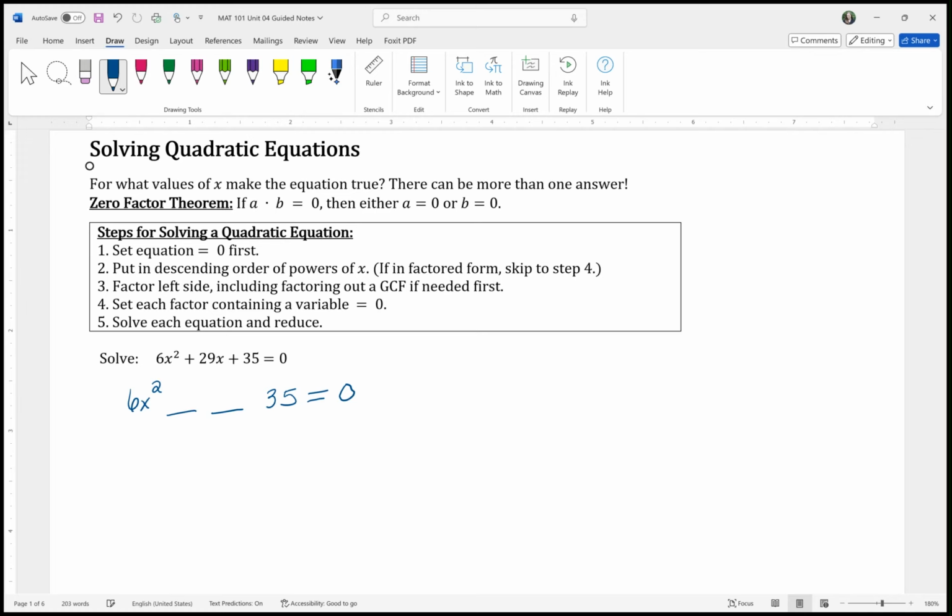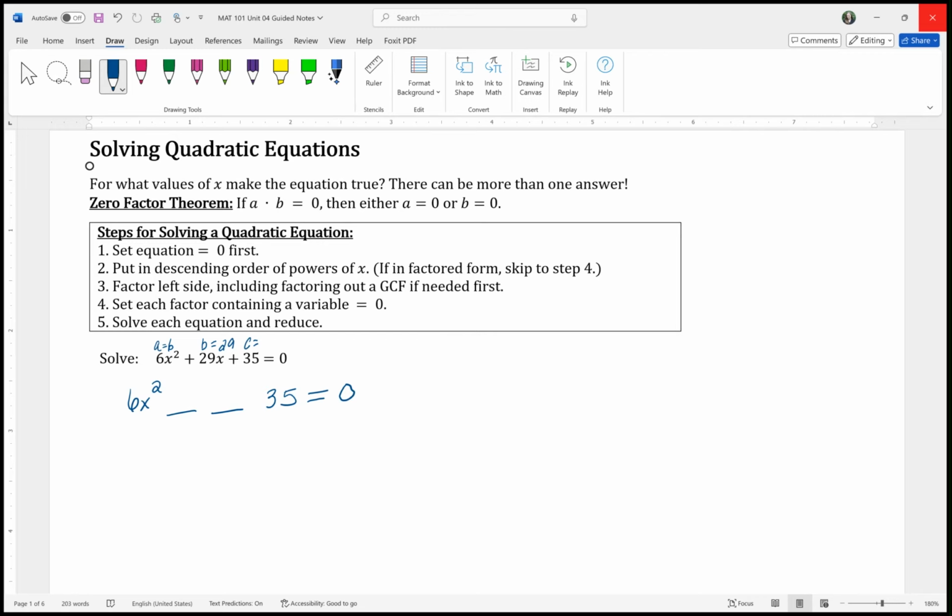Okay, so in our previous problems, we were factoring. Now we're actually solving an equation. So we're going to continue to bring this equal sign down, and we'll tackle that later. So on the left-hand side, we're going to come over to the side and figure out what goes in the blanks. So remember, a is the number in front of x squared. In this case, that's 6. B is the number in front of x. In this case, that's 29. And C is basically the constant, and in that case, it is 35.